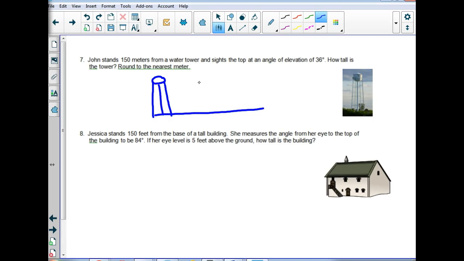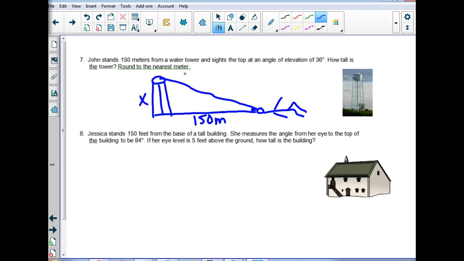All right, so John stands over here. It says how tall is the tower, so I want to find the height of the tower. John stands 150 meters away from there, and he sights the top at an angle of elevation of 36 degrees. Well, if he's standing there, I'm just going to make that straighter. They didn't tell me about his height, so I'm just going to assume that John's prone. He is laying on the ground. But then he's flipped over and he's looking up at the tower.